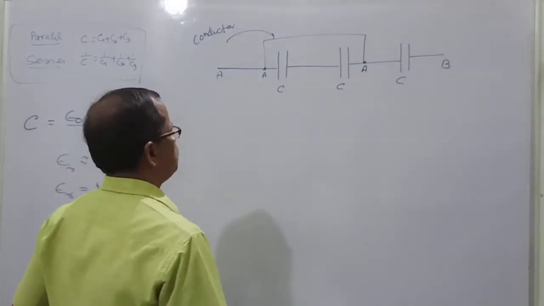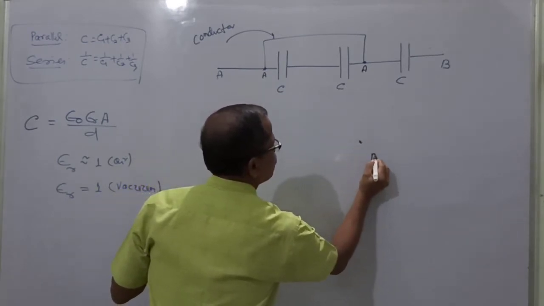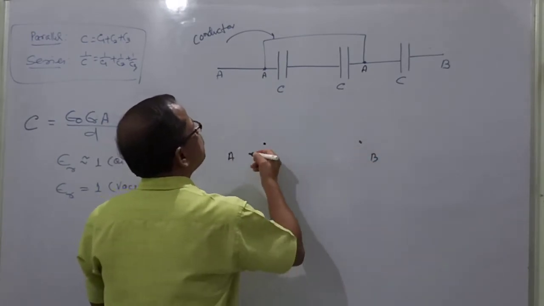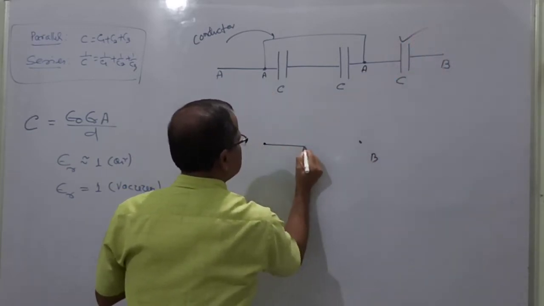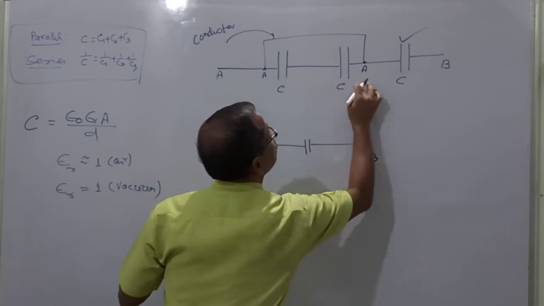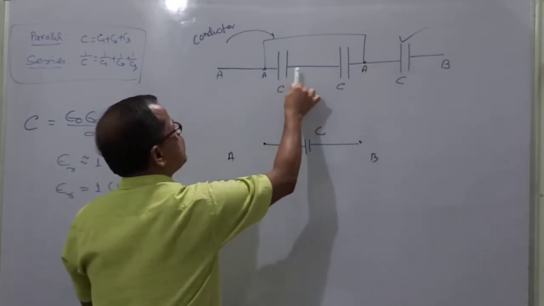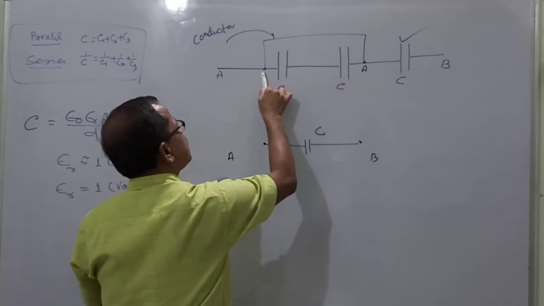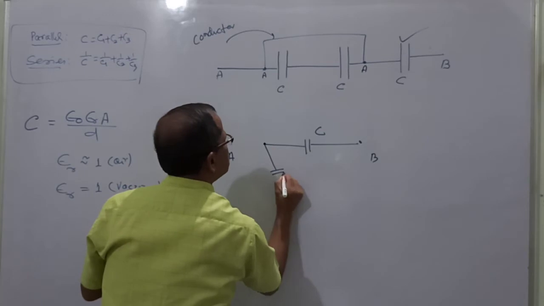Let us rewrite. So A is a point, B is a point. Now from the point A to B, let us connect this capacitor. This is from A to B. This is the capacitance C. Then this capacitor and this capacitor are connected starting from A, and again they come back to A. So now this is the capacitor.